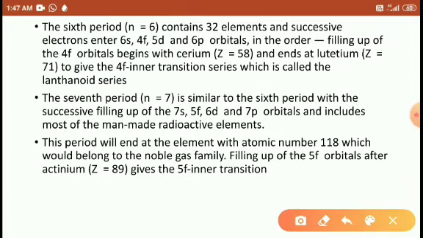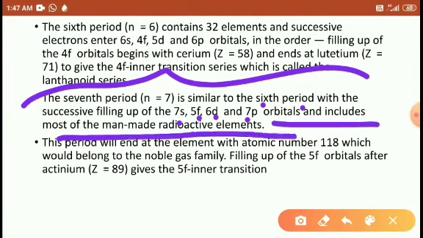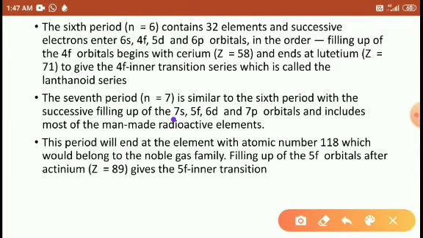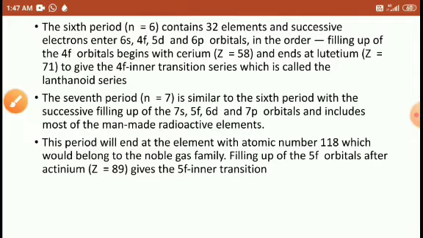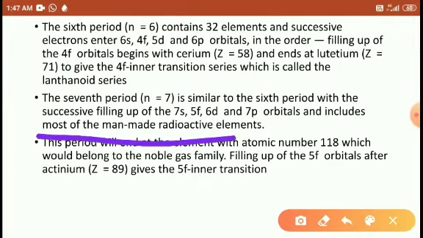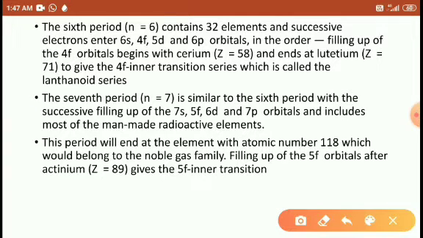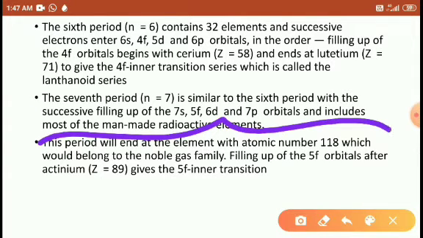Next is the seventh period, where n is equal to 7. The seventh period, like the sixth, has successive filling of the 7s, 5f, 6d, 7p orbitals. In the seventh period, students, the electrons are shifted in this manner: 7s, 5f, 6d, 7p. Most of the elements in the seventh period are synthetically man-made radioactive elements, students. The period ends at atomic number 118.